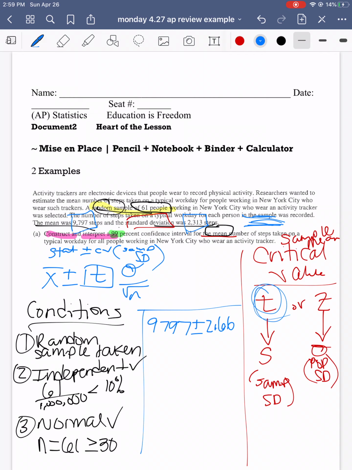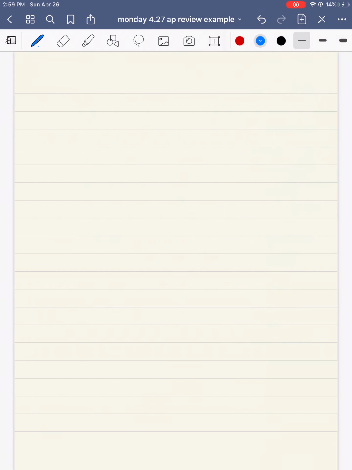Let me just do an empty page. So we have our sample mean plus or minus 2.66 times our standard deviation, which the formula says is sigma over the square root of n. But we don't have sigma, we have s. That's okay, because since we said that the distribution is approximately normal, we're allowed to sub in s for sigma. So here we're going to just sub in 2,313 over the square root of 61.